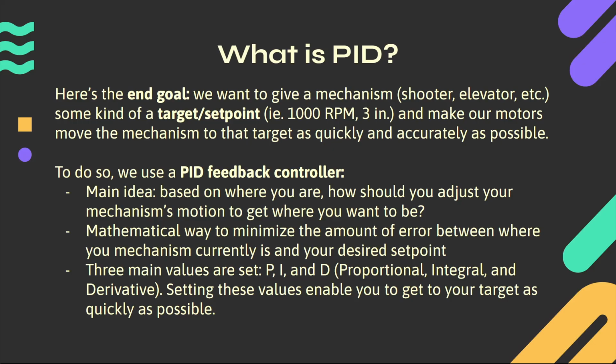So for example, if you have a shooter flywheel, which is the example that we're going to be working with throughout this chapter, if you have a shooter flywheel that's spinning at like 50 RPM initially, and you want to get it to 1,000 RPM, PID is that mathematical way to, as quickly as possible, minimize that error, right? And there are three main parameters that are involved in the equation for PID. It's P, I, and D, which stands for proportional, integral, and derivative. And setting these values is what enables you to get to your target as quickly as possible.